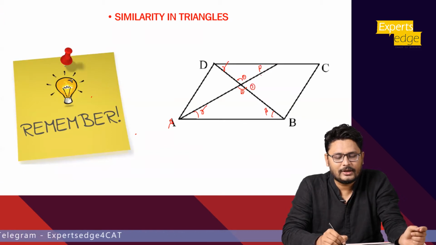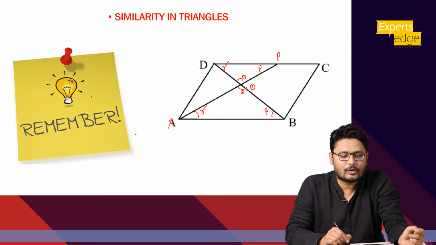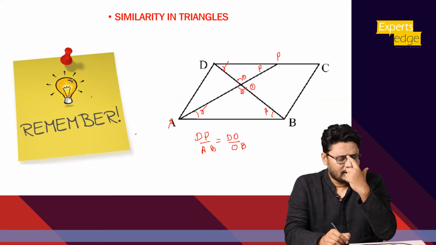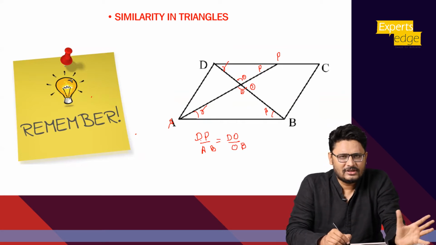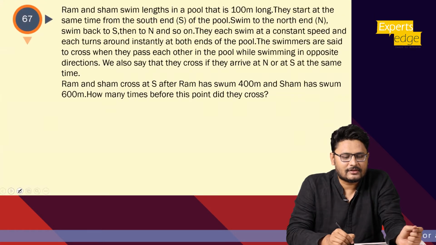So I can say these two triangles are similar. Let's say AOB and DOP. And what is the property of similar triangles? That corresponding sides are proportional. That means DP upon AB will be proportional to DO upon OB and so on, right? So we'll use this thing here. So just keep this in mind. Now let's start with this question.